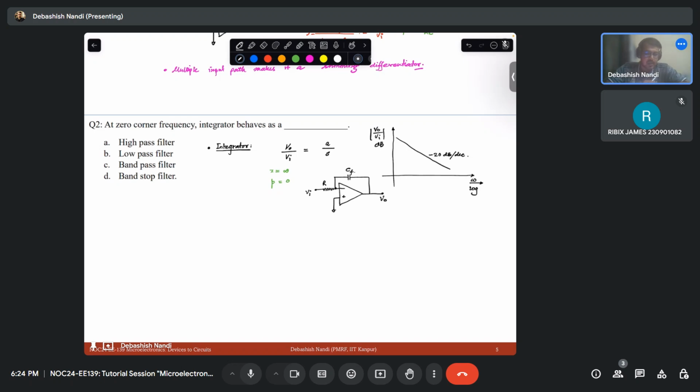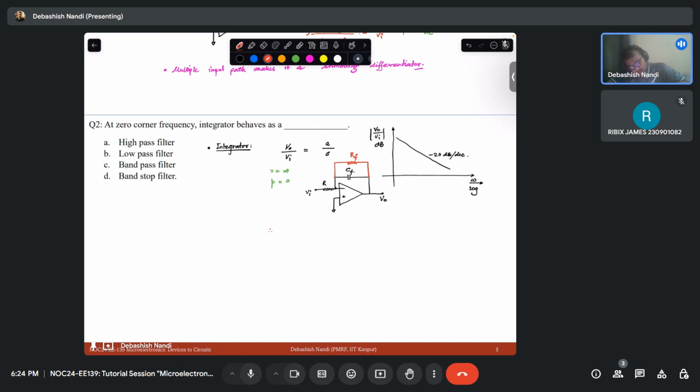Okay. So this kind of circuit will give you an ideal integrator kind of scenario. Fine. Now it is asked what about the zero corner frequency? So how to achieve that? Let's say I introduce a resistance RF so that I can create a zero. Okay. So how to do that?